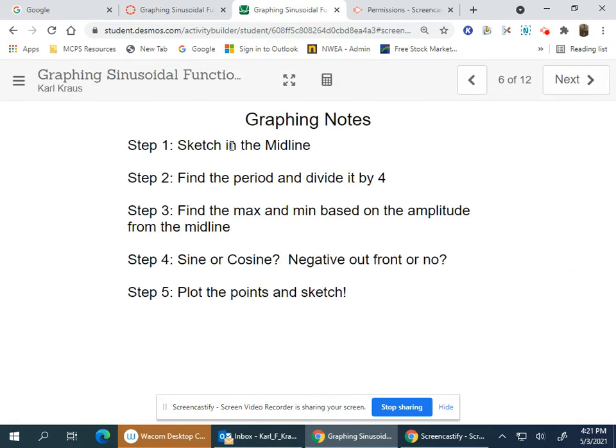So the notes on graphing: sketch the midline, find the period divided by 4. That's to find the scale on the x-axis. Find the maximum and minimum based on the amplitude from the midline. So I always do this first and then this second. And this is just for the scale on the x. And then decide whether it's sine or cosine, and whether I should put a negative out front or not, depending on what the shape of the curve is. And then plot the points and sketch it.